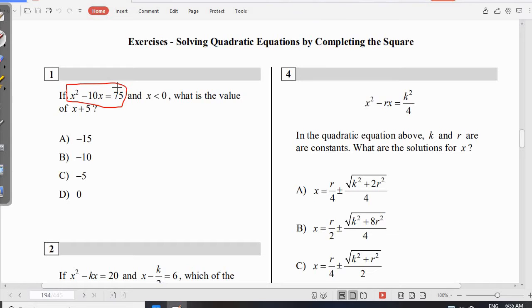The second step is to get half the coefficient of x and then square it. Half the coefficient of x here is minus 10 over 2, that's half of it, and that'll give you 5. Now you square 5.